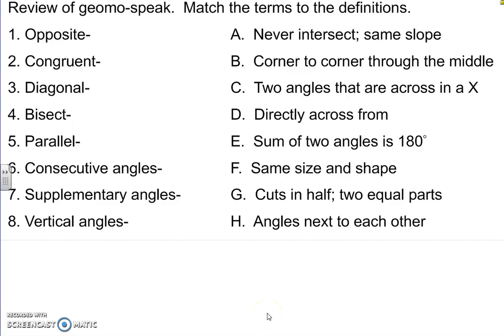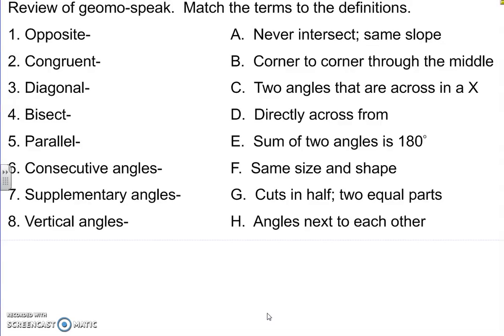Welcome to lesson 5-1. In this lesson, we're going to be looking at some of our quadrilateral shapes. So let's start with a review of some of our geometric curves. Here we have a list of terms and a list of definitions. Take a moment to see what you can match, and then unpause the video to see what you got.